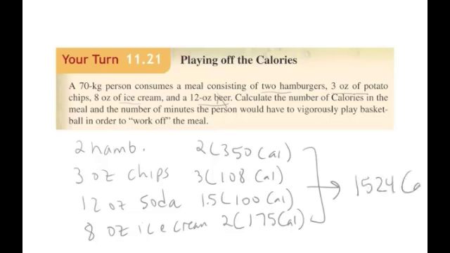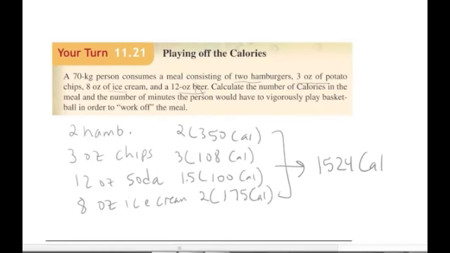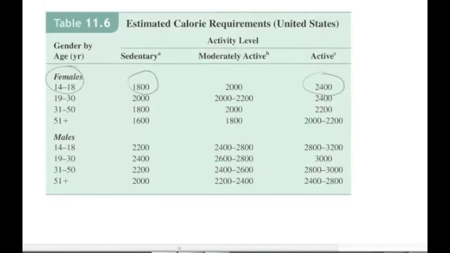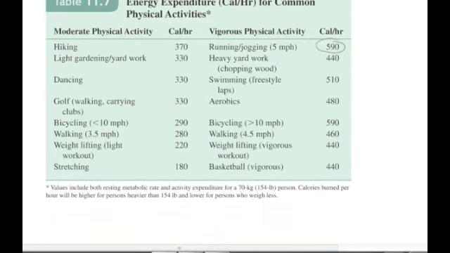And you come up with 1,524 calories. Wow, that's a lot of calories in that kind of value meal. Okay, so that's 1,524, and then the question is how many minutes the person would have to vigorously play basketball in order to work off the meal. So we've got to go back here and find out how many calories.